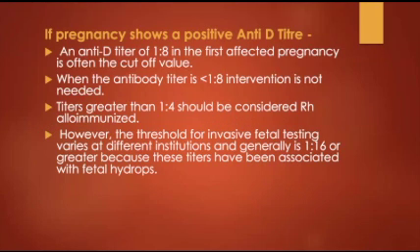If pregnancy shows a positive anti-D titer, an anti-D titer of 1 to 8 in the first affected pregnancy is often the cutoff value. When the antibody titer is less than 1 to 8, intervention is not needed. Titer greater than 1 to 4 should be considered Rh alloimmunized. However, the threshold for invasive fetal testing varies at different institutions, and generally 1 to 16 or greater, because these titers have been associated with fetal hydrops.